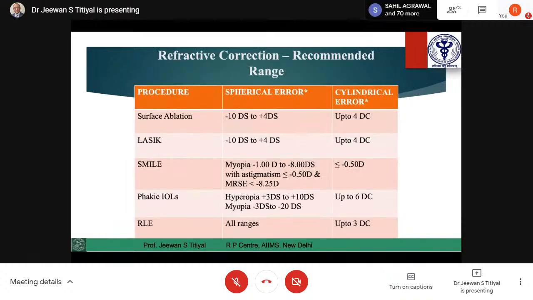These are the ranges of refractive error which can be corrected. These are the FDA ranges. You can see that for surface ablation, LASIK, and SMILE, they're almost similar. You can correct up to 10 diopters of spherical power, and 4 diopters of cylinder can be corrected in these cases. So you can correct a large amount of refractive error. If you look at phakic IOLs, you can go up to minus 20 diopters with ICL. There are also Indian lenses, which can give you a much larger range and can be customized.